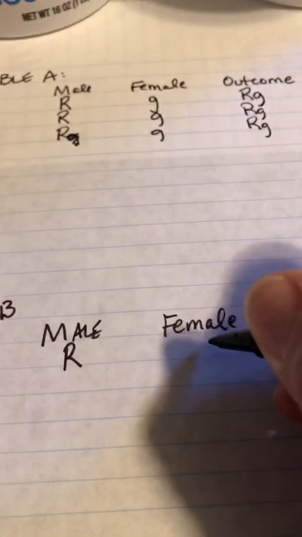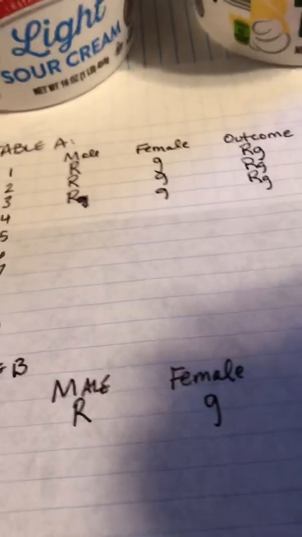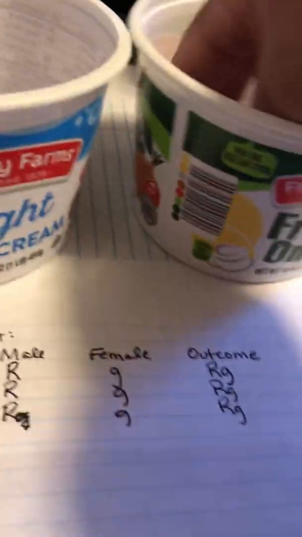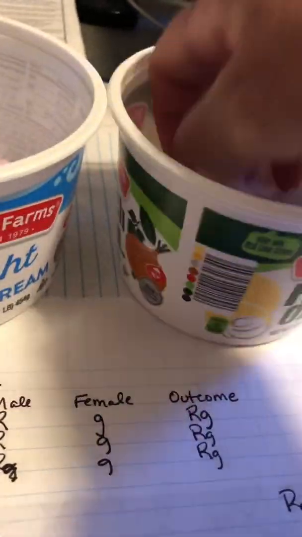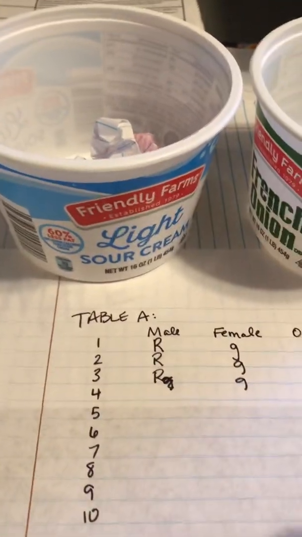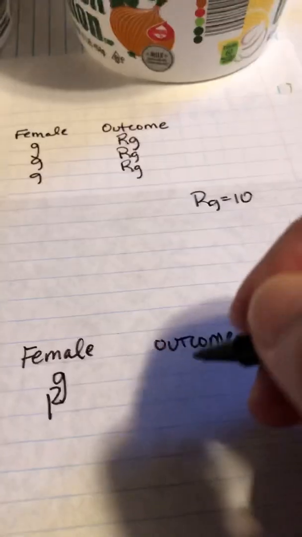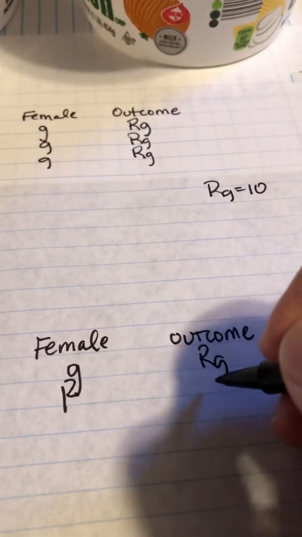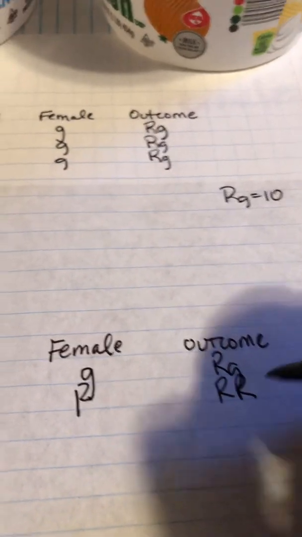I know you guys studied probability with Mr. Montgomery. See if it's a 50-50 chance. Check it out. Well, that time we got red. Okay. So your two outcomes here are going to be RG and RR.